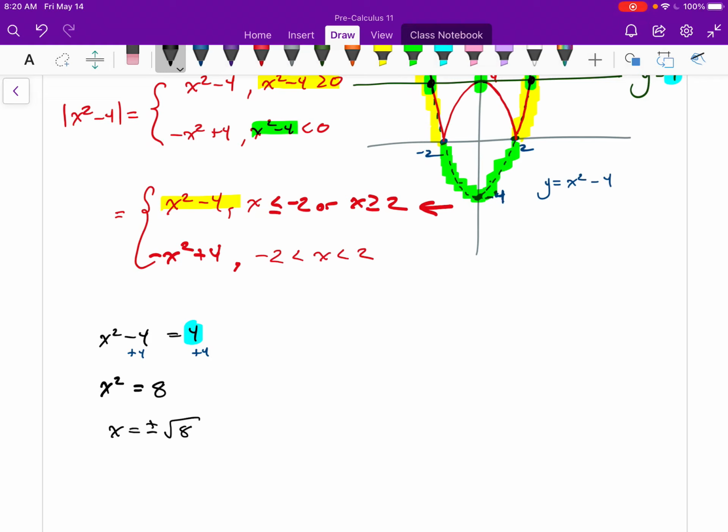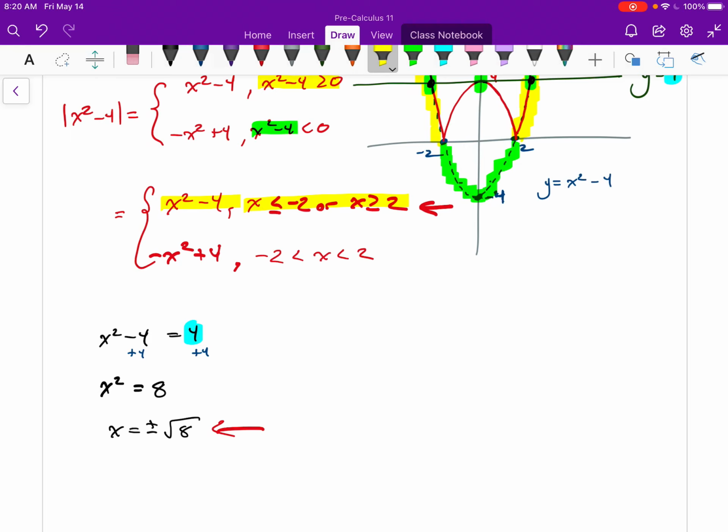And now I just have to be careful and make sure that these solutions are actually part of my restriction up here, because I'm only supposed to look at this equation when x is less than -2 or greater than 2. So is root 8 more than 2? Yes, it is. How do I know the square root of 8 is more than 2? Well, I know the square root of 4 is 2. And so the square root of 8 must be more than 2.